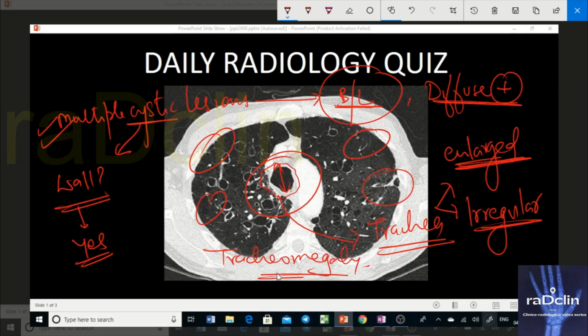And what is the criteria of tracheomegaly on CT? On CT scan, the AP diameter should be more than 3 centimeter. But remember, this AP diameter is measured 2 centimeter above the aortic arch. The section has to be 2 centimeter above the aortic arch. Only there you measure the AP diameter of the trachea, and it has to be more than 3 centimeter to call it tracheomegaly. So you have multiple cystic lesions that are there.